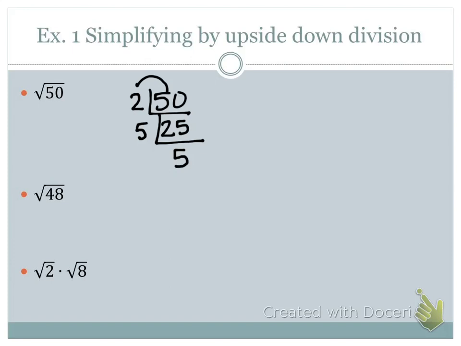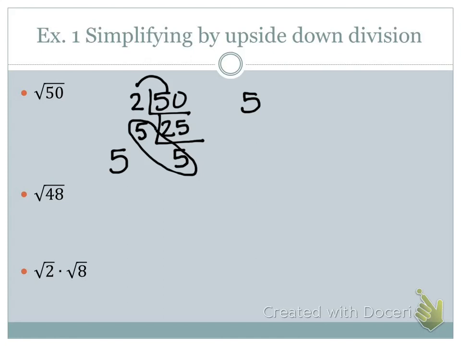A pair is 2 of the same number. Do I have a pair here? Yeah, 5 and 5. So whenever you have a pair, I take 1 5 out. I do not multiply them together to get 25. I take 1 5 out, and it gets to go on the outside of the radical, or the radicand. Okay, it goes outside of the square root.